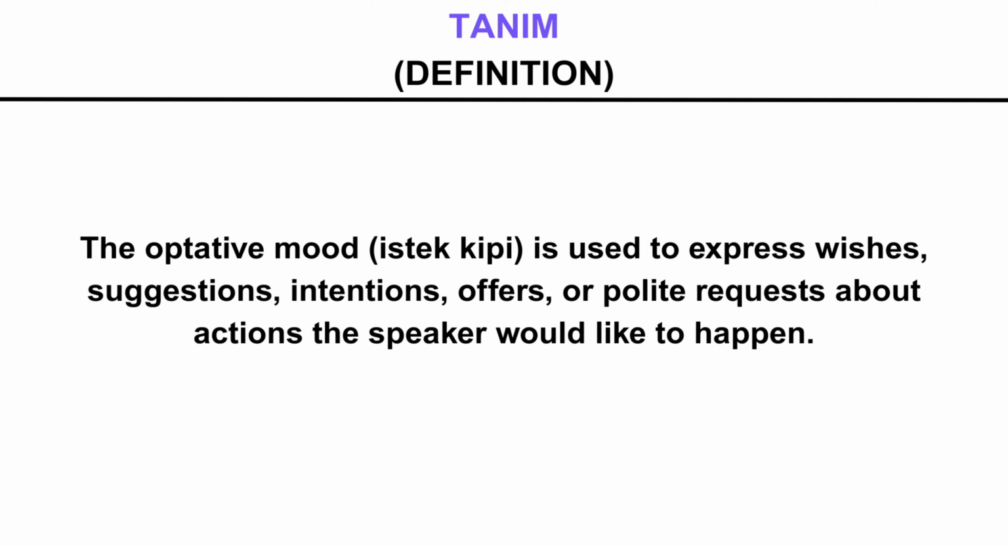In this video, we will learn Optative Mood. Let's look at what Optative Mood is. The Optative Mood, in Turkish İstek Kipi, is used to express wishes, suggestions, intentions, offers, or polite requests about actions the speaker would like to happen.